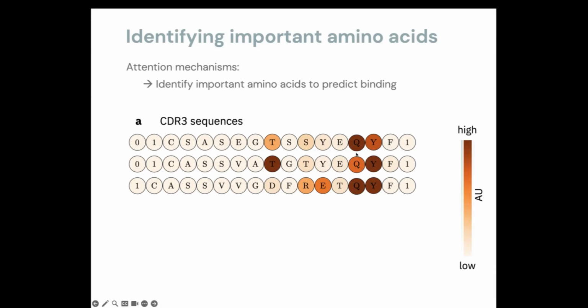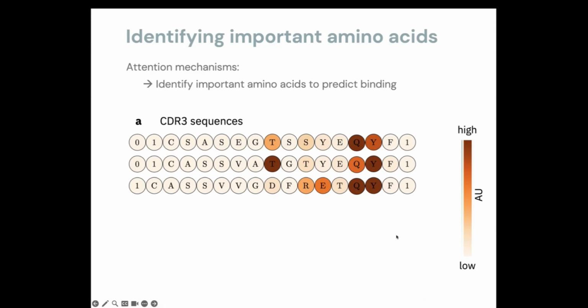So for instance, to give you an example of the type of predictions that the model could do, these three CDR sequences are experimentally measured to bind the same epitope. And of course, we don't have the ground truth. We would love to have the crystals and to look at which amino acids are in contact. We don't have them, but at least we can do a sanity check. You can look at the amino acids that are predictive with high attention.